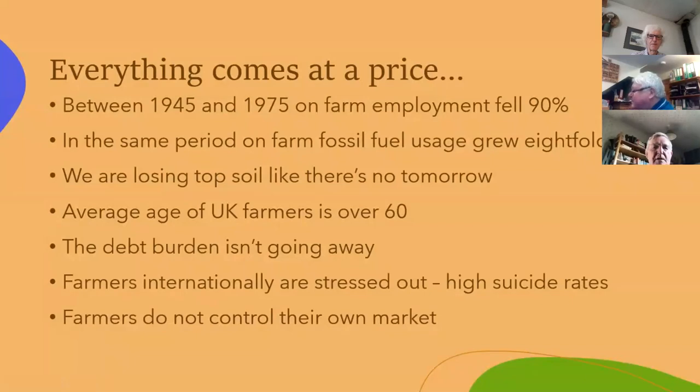Okay. So everything comes at a price. Between 1945 and 1975, farm employment fell 90%. There's such a mass exodus from the country into the town. 5 million a month, I think I saw somewhere. That's just unbelievable.